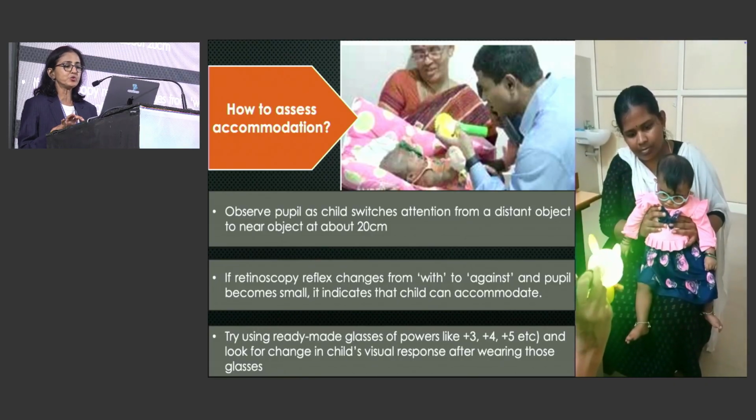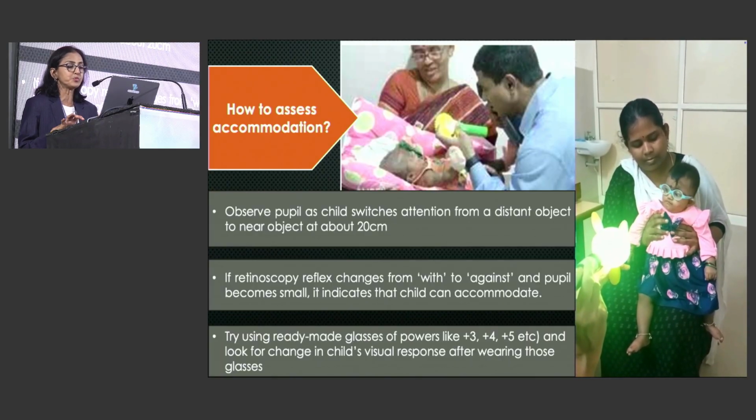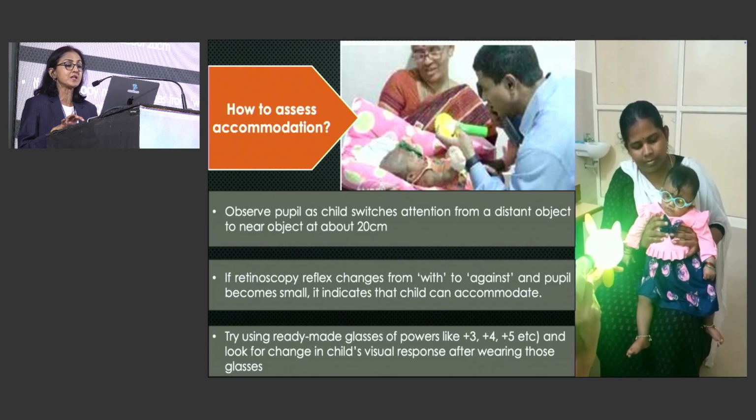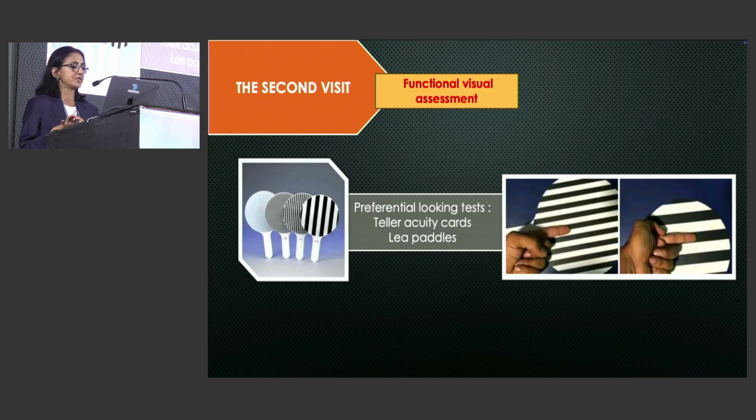And in this video, you can see the child is not responding to a lighted object, but when she is put on accommodative glasses, she starts slowly responding. And in the second visit, you should do the functional vision assessment. For that, you use preferential looking tests, Teller acuity cards or Lea paddles.